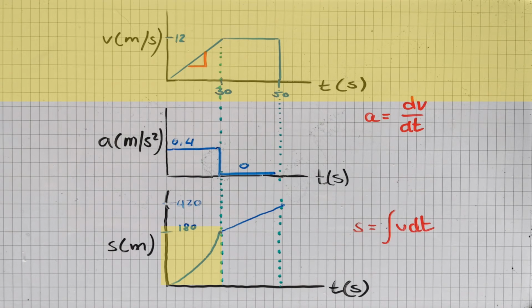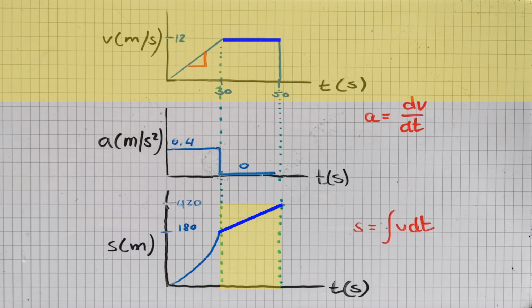Then, between 30 and 50, we have a constant velocity. Therefore, the slope on the position time curve must be constant, and the position increasing because we have a positive velocity of 12. So, between 30 and 50, we have a positive increasing line with a slope of 12.